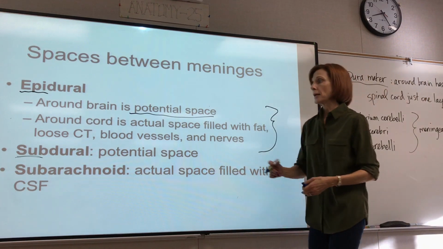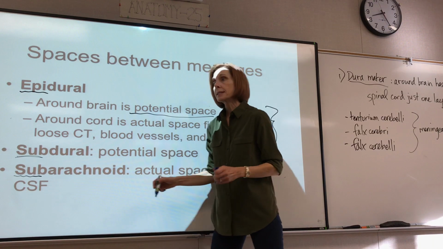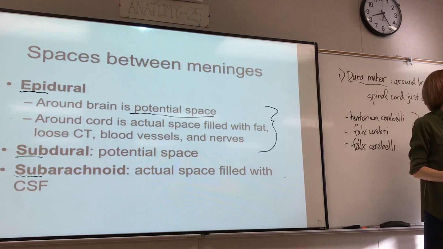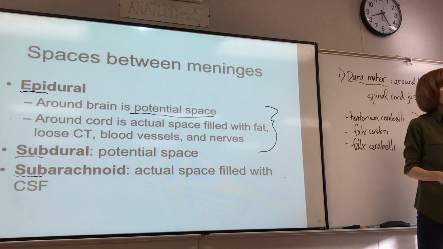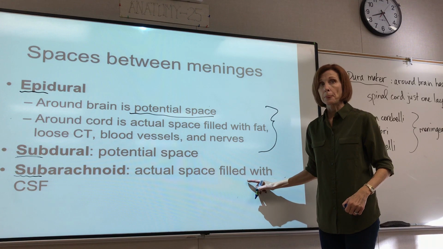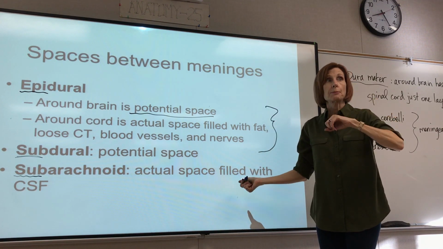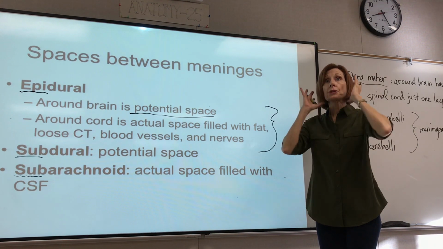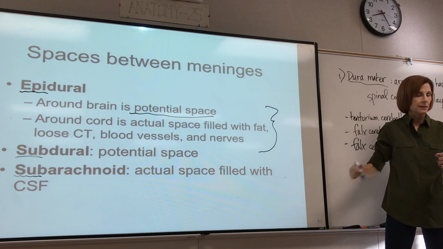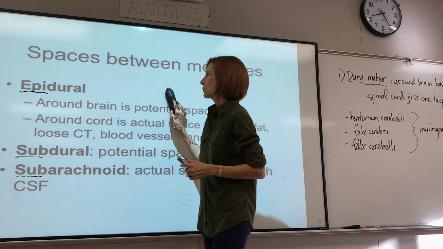And then finally, the subarachnoid space, okay, tells you it's deep to the arachnoid. This is an actual space, and this is the space that cerebrospinal fluid is located in. So when CSF leaves the fourth ventricle, it will enter this space. The fourth ventricle kind of dumps it off into the subarachnoid space, and it will circulate around the brain and around the spinal cord in that space. Okay, so let's take a look at what that would look like.